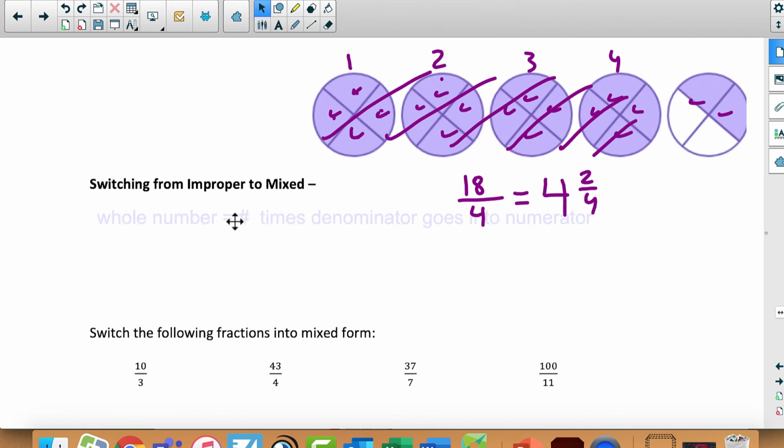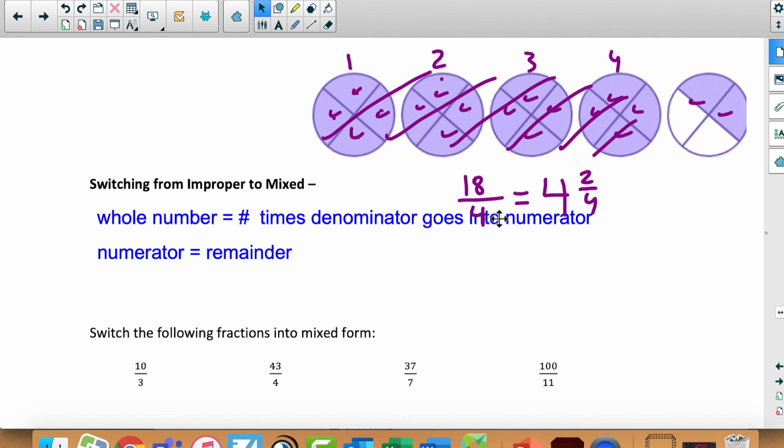So what are your steps for improper to mixed? To get the whole number, you ask yourself, how many times does the denominator go into the numerator? So in this case, how many times does 4 go into 18? It goes in 4 times. That gets us up to 16. Now to get the new numerator, it's just how much is left over. 4 times 4 is 16 with a remainder of 2. So there's our remainder. And then the denominator stays the same.